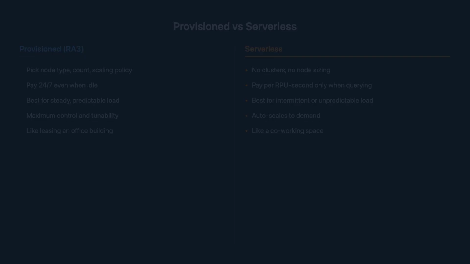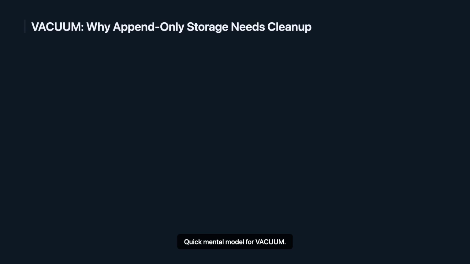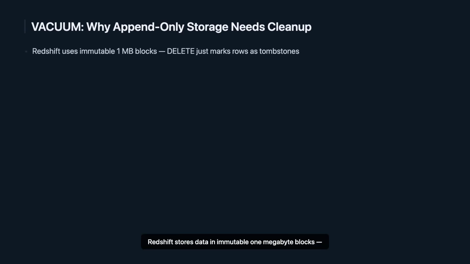Quick mental model for vacuum. Redshift stores data in immutable 1 megabyte blocks. Once a block is written, it never changes. So when you delete a row, Redshift doesn't actually erase it. It just marks the row as a tombstone. Picture a notebook where you can only add pages, you cross out deleted lines with pencil, and eventually you photocopy only the live lines into a fresh book. That cleanup is vacuum.